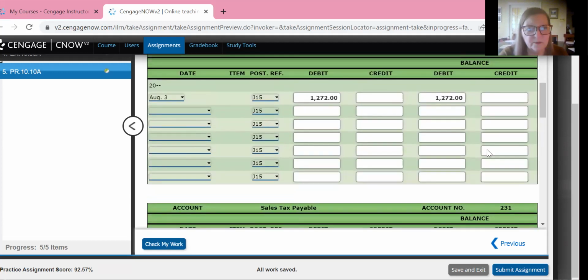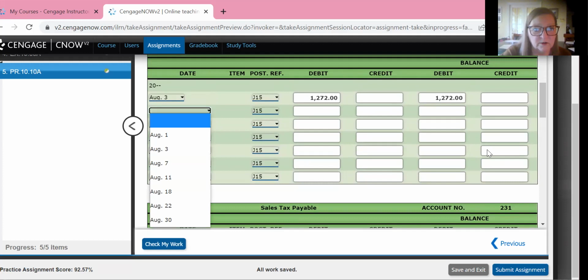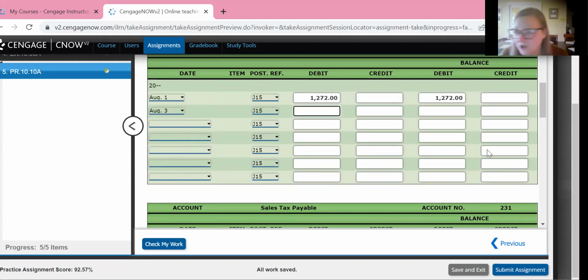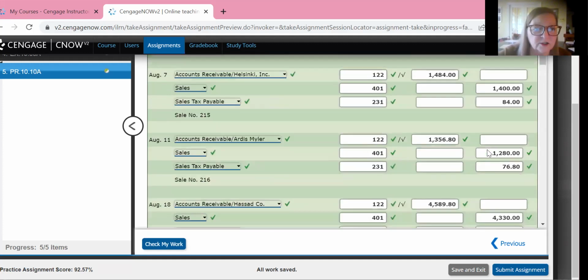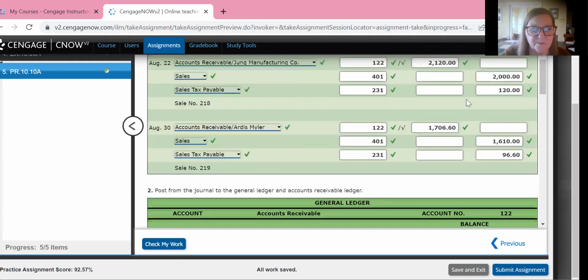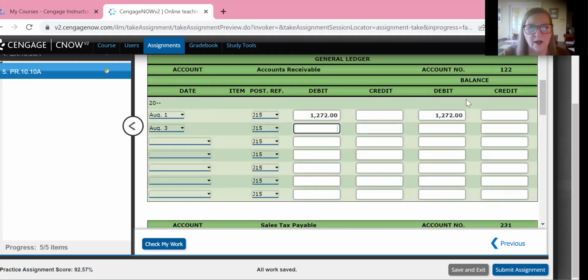Then we go to the second entry. That was August 1st. I touched the wrong one right here. It's August 1st, and then this is August 3rd. The journal entry for August 3rd is a debit to accounts receivable for $38.16, credit to sales tax payable. And so this entry for August 3rd, we're about to do right now. We're going to post to accounts receivable for August 3rd, the $38.16.